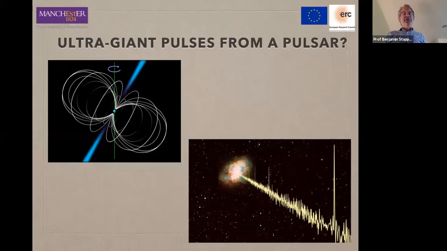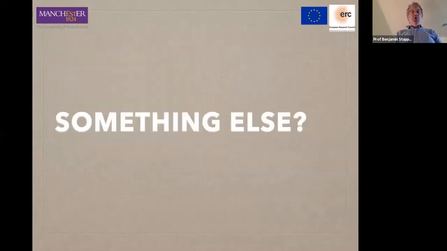A third possibility is that they are like the radio pulsars that we know about. One specific radio pulsar we know about, called the Crab pulsar, occasionally gives off giant pulses, which are hundreds of times brighter than the normal pulses. But in order for this to be the explanation for the fast radio bursts, the pulses have to be up to 10 to the 9 times brighter. Or could it be something else entirely?